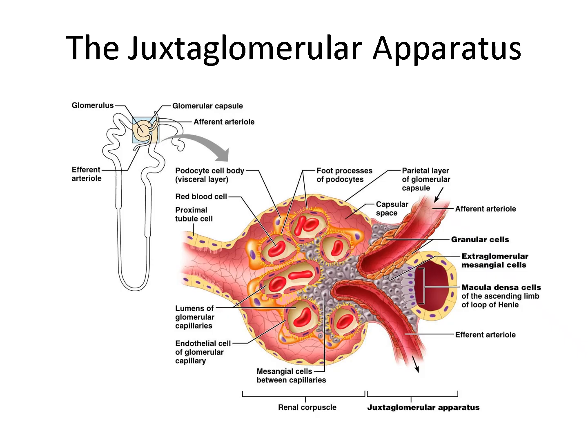The JG or granular cells are able to sense the blood pressure in the afferent arteriole as it enters the glomerulus. Together, the components of the JGA play an important role in regulating blood pressure and maintaining a steady filtration rate. The gray cells between the glomerular capillaries are called mesangial cells. They are not part of the JGA but do play a role in regulating blood filtration rate.